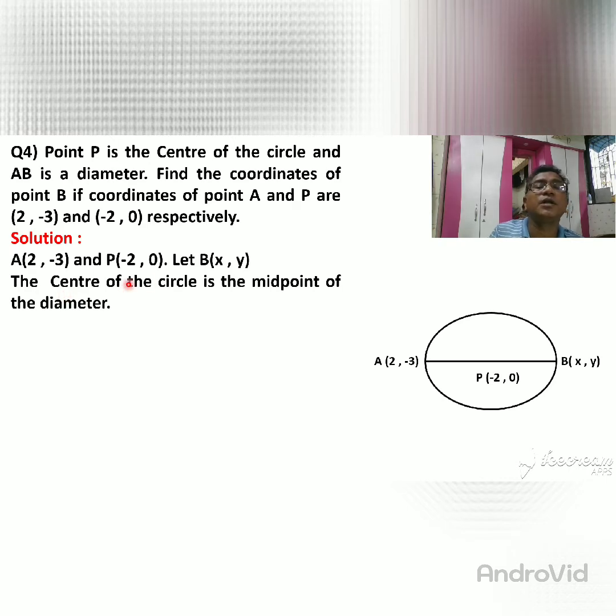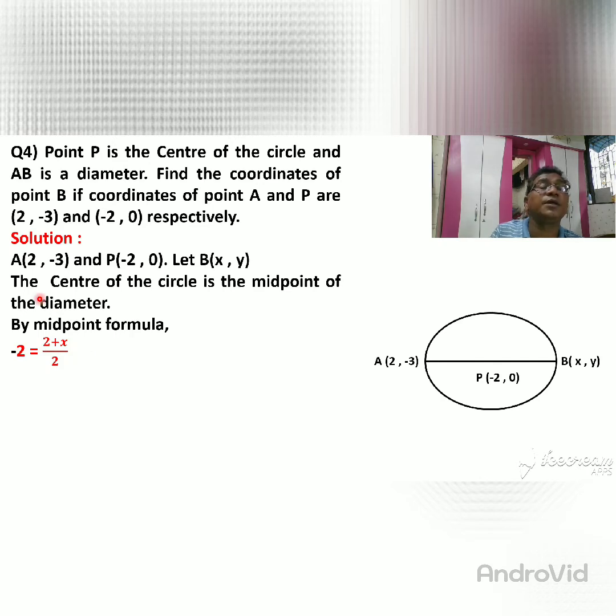The center of the circle is the midpoint of the diameter. Yes, because the center of the circle is the midpoint of the diameter, because these are radii, they are equal, so it is the midpoint of the diameter. Then by the midpoint formula, this is x1 y1, this is x2 y2. First we have to find out x. So x is equal to x1 plus x2, x1 is 2, x2 is x. So here is 2 plus x.